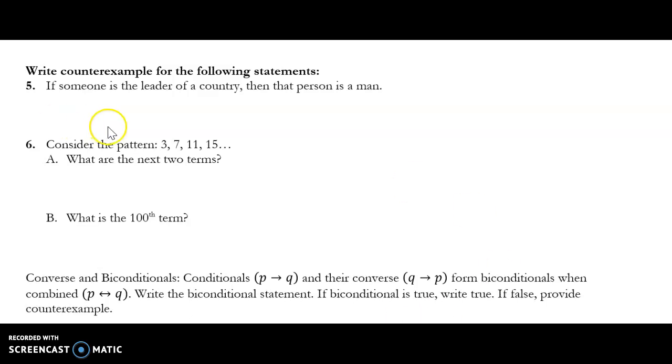So in Germany, Angela Merkel leads Germany. She's the chancellor. She is not a man. So that is a counterexample for that statement that disproves the statement. Okay? Let's look at our next one.